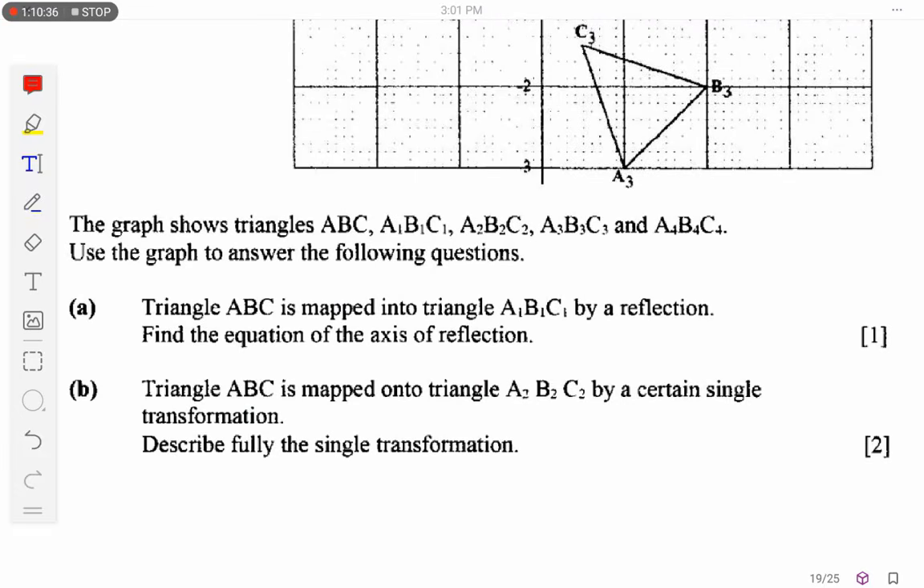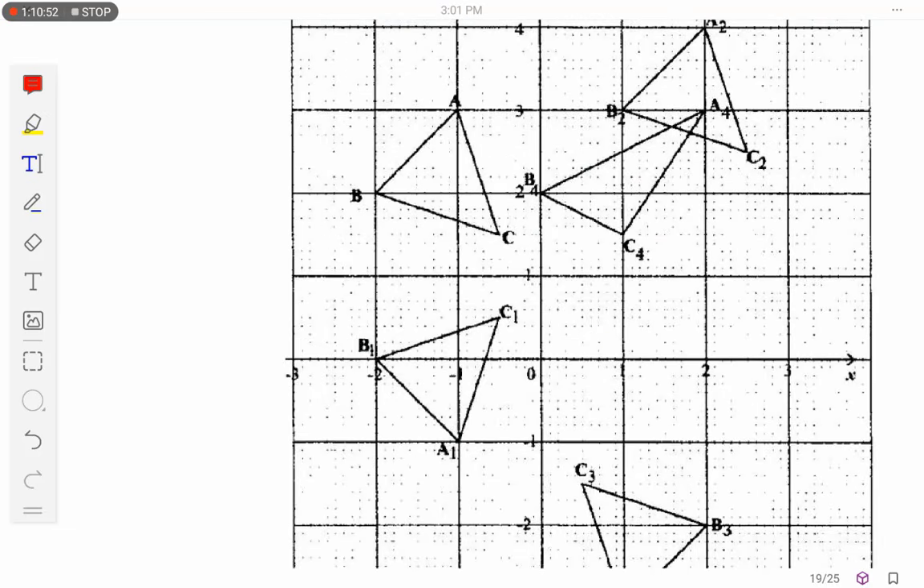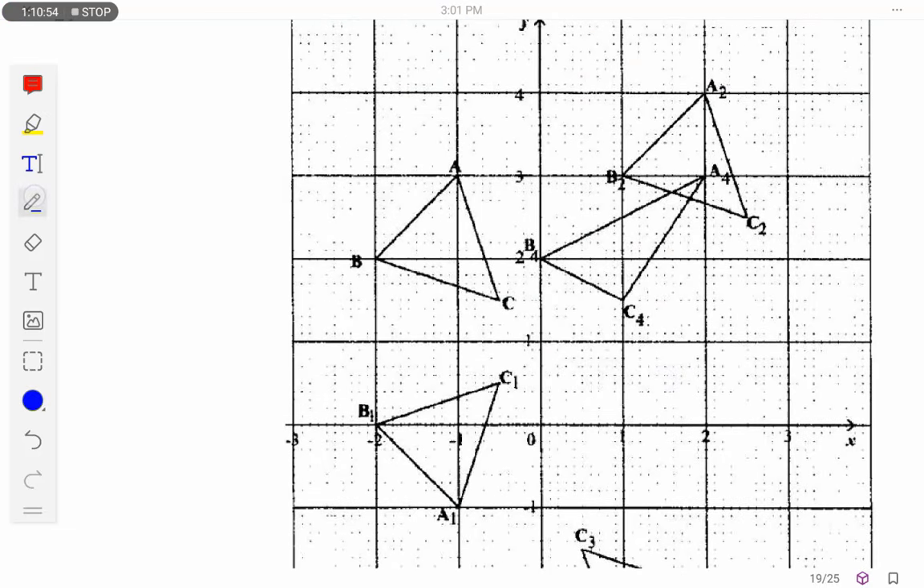The next question, so here we said y equals 1. The second question is saying triangle ABC is mapped onto triangle A2 by a single transformation. Describe the single transformation, and it's just 2 marks. So we are going from here to here. You take points. I can take A here. This is my A, and it's going to there. So it's moving slightly like that.